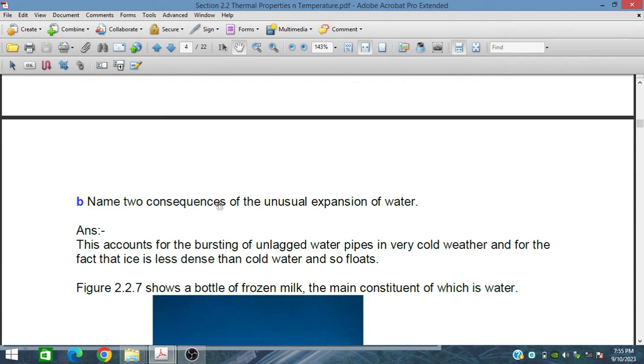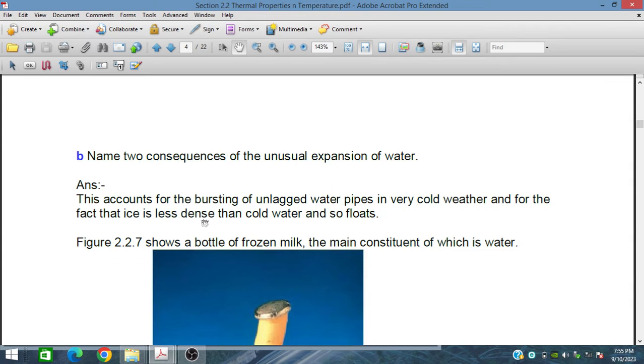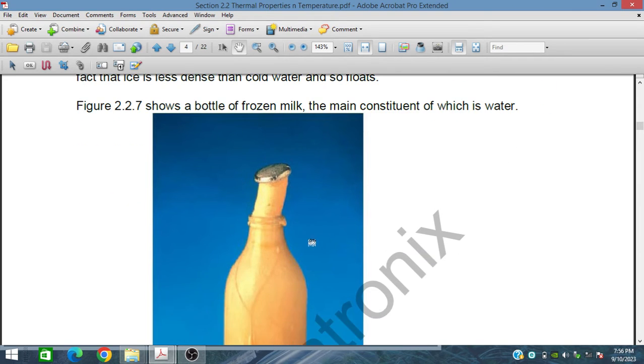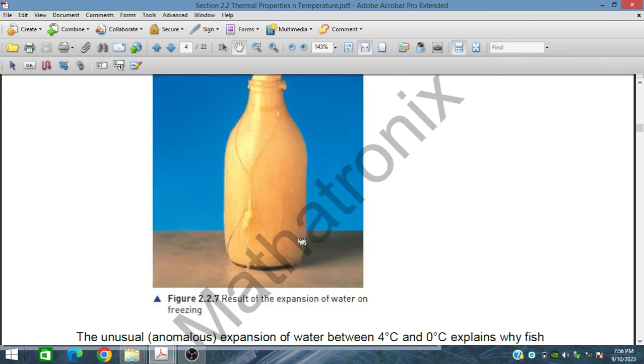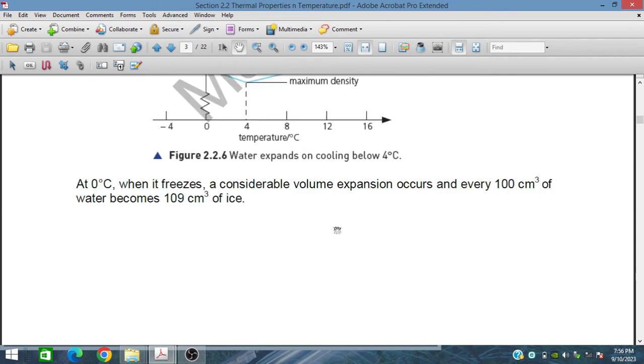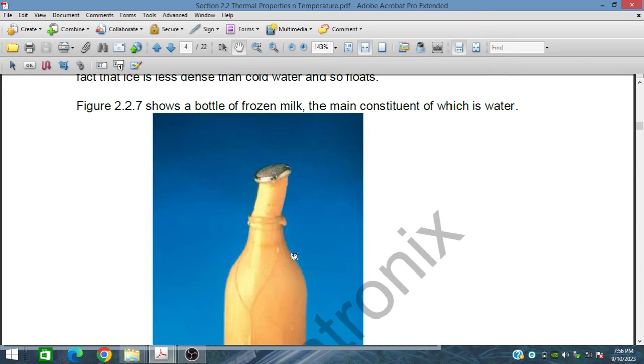Name two consequences of the unusual expansion of water. They account for the bursting of unlagged water pipes in very cold weather, and for the fact that ice is less dense than cold water and so floats. Figure 2.27 shows a bottle of frozen milk, the main constituent of which is water. On expansion, it will expand. After 4 degrees C, the water expands, as we see here.